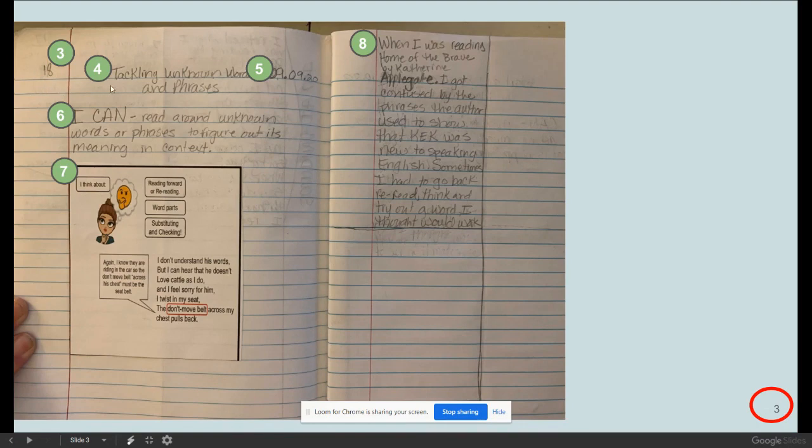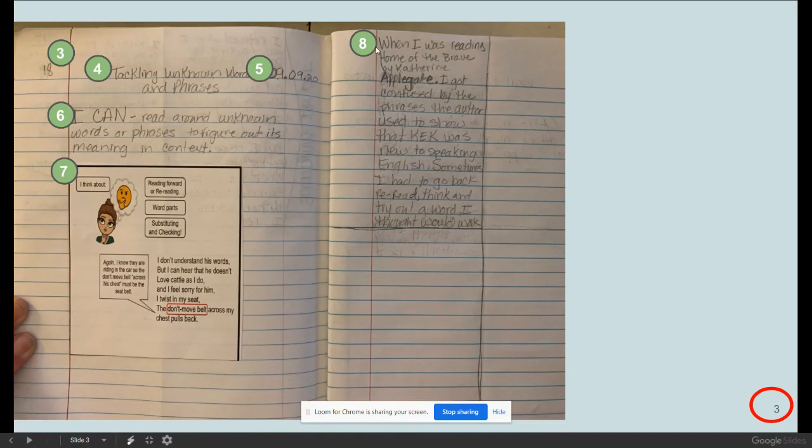Don't forget to put your page number. Don't forget to put the topic. And look who remembered to put her date on her paper. Here's your I can statement: I can read around unknown words or phrases to figure out its meaning and context.